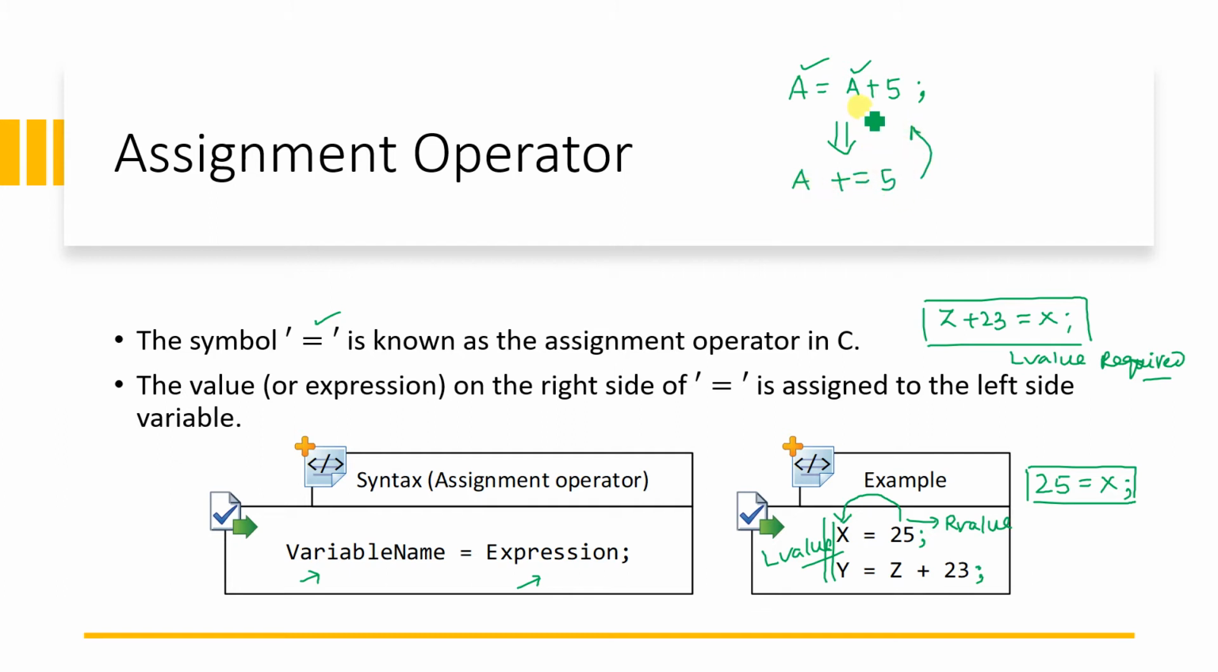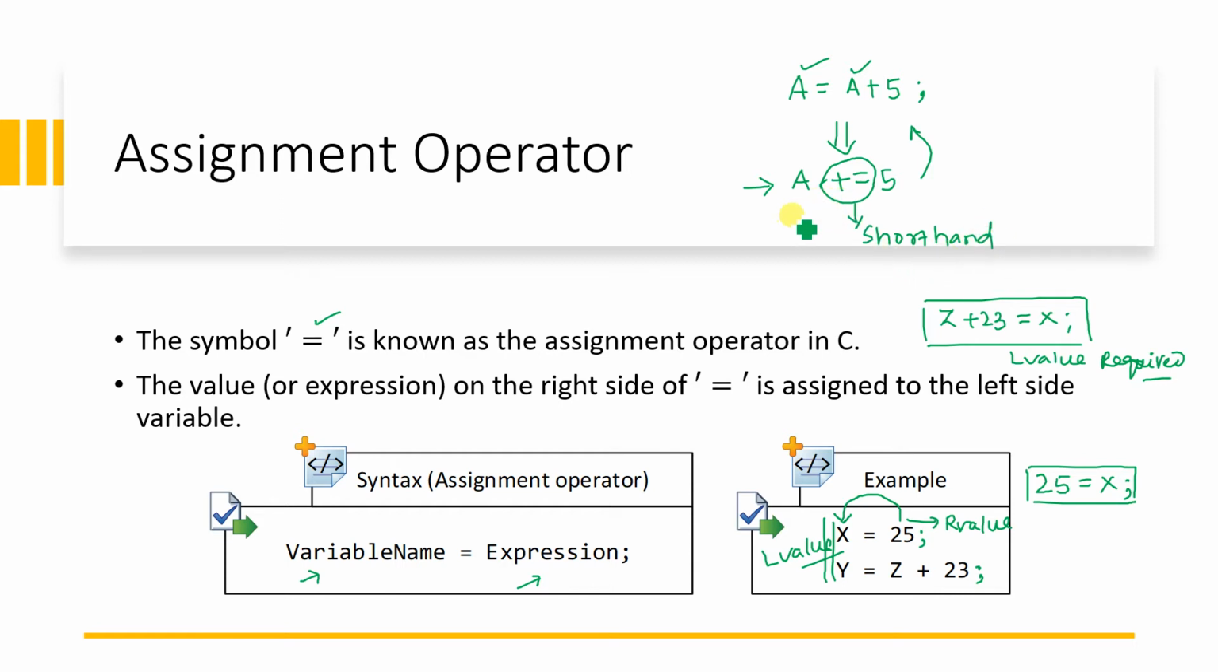Actually the meaning is this. Whenever the compiler sees a line like a plus equal to 5, it understands that it will be executed like a is equal to a plus 5. So it will perform the operation and assign the value to a. Got it? This type of notation is called shorthand notation for assignment operators.